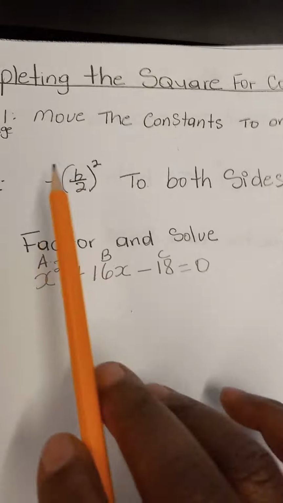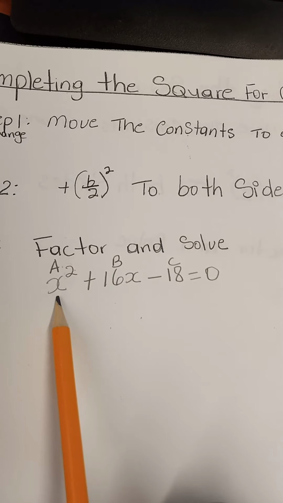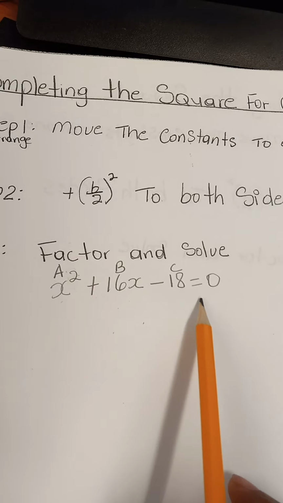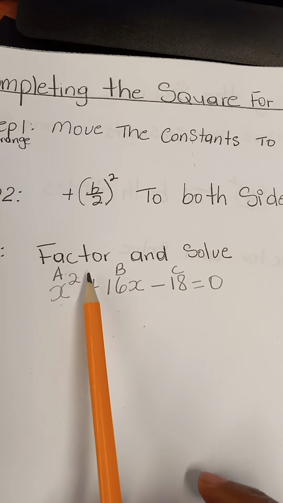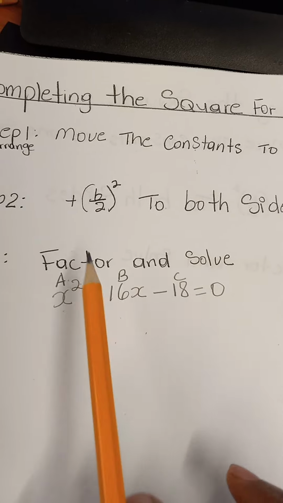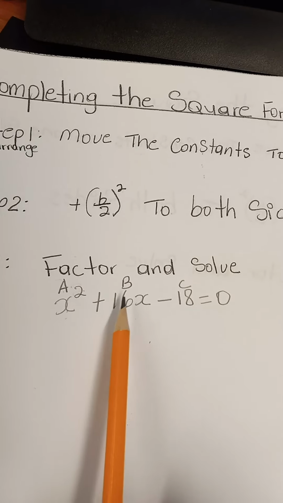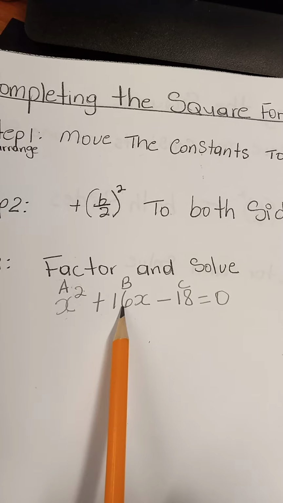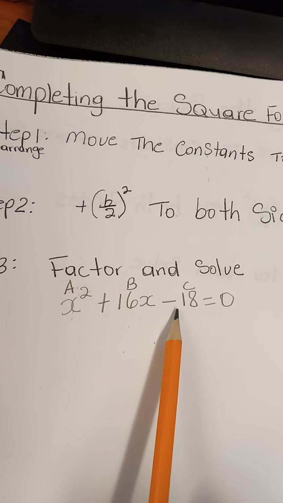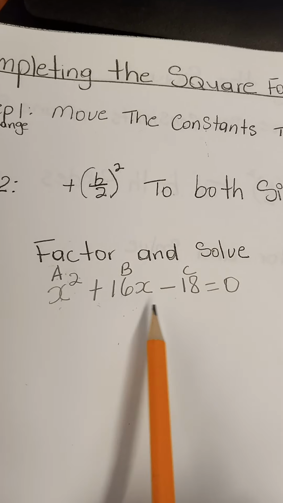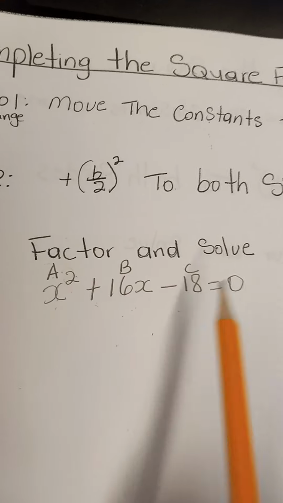So let's go ahead. We have x squared plus 16x minus 18 is equal to 0. Now, if you've forgotten which is your a, b, or c, I have labeled it. Your a is your x squared coefficient, your b is your x value, and your c is your constant value. So now we have x squared plus 16x minus 18 is equal to 0.